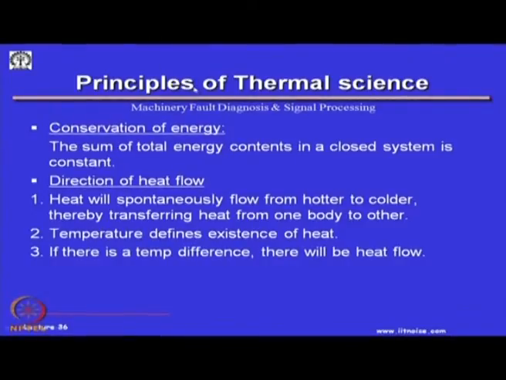So, the principles of thermal science tell us that according to the conservation of energy, the sum of total energy contents in a closed system is constant. So, there has to be a thermal equilibrium. Heat will flow spontaneously from a hotter to a colder body, therefore transfer of heat from one body to another will occur. Temperature will define the existence of heat, and when the bodies are in thermal equilibrium, there will be no heat transfer.